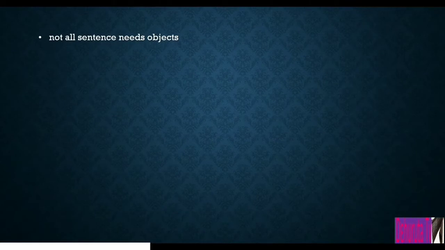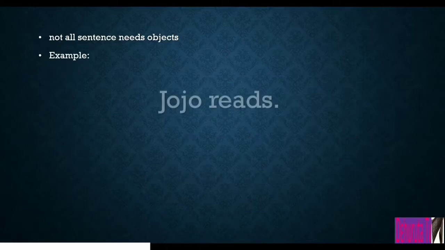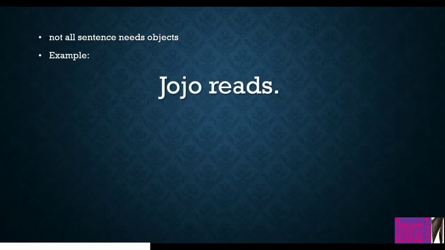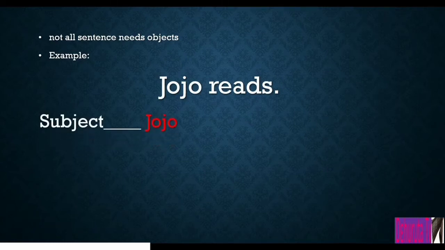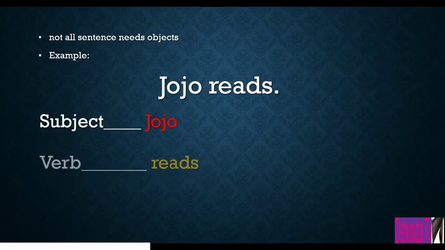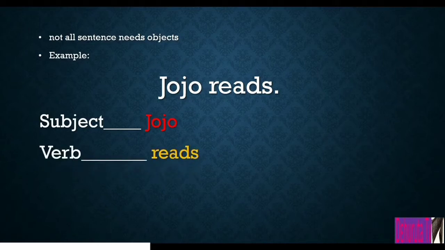Now, not all sentences need objects. In some sentences, there is no object in it. Let's look at one example: Jojo reads. So here, the subject becomes Jojo, and the verb becomes reads. And looking at it, it makes a complete thought.